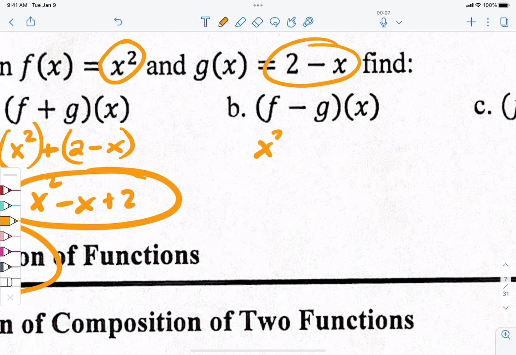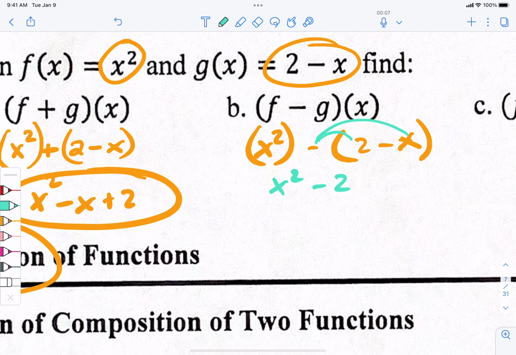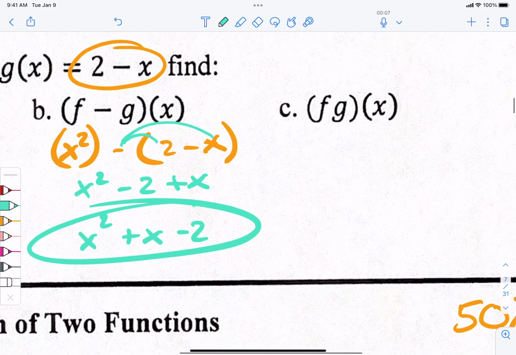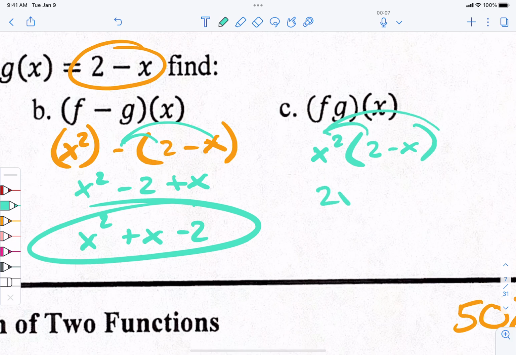Minus, we have x squared minus 2 minus x. In that case, we have to distribute the negative, right? x squared minus 2 plus x, and put in order as x squared plus x minus 2, yeah? Easy peasy. Multiplied: x squared times 2 minus x. Distribute the x squared through. 2x squared minus x cubed. If you put them in order, it would be negative x cubed plus 2x squared, yeah?